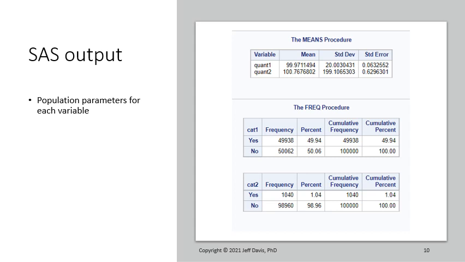For cat1, we wanted a fairly even split across the categories, about 50% here and about 50% here, and that's looking pretty good. And for cat2, we wanted a pretty disparate distribution, where the value yes would occur only about 1% of the time, and the value no would occur roughly 99% of the time. So again, this is looking pretty good.